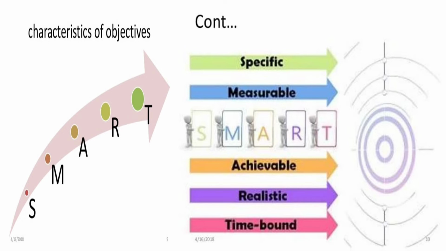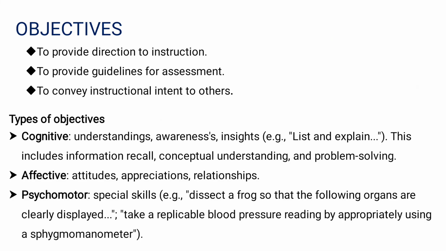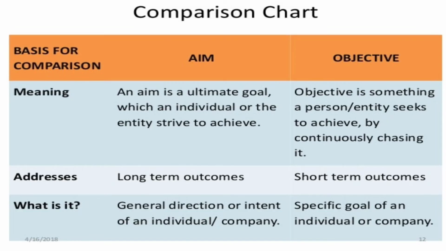Then you can see here what is an objective. It will provide you instructional. Let us see some differences between an aim and an objective. Aim is an ultimate goal which an individual or the person strives to achieve in his life. Okay. Then you can see what is an objective. An objective is something a person seeks to achieve by continuously chasing over it.